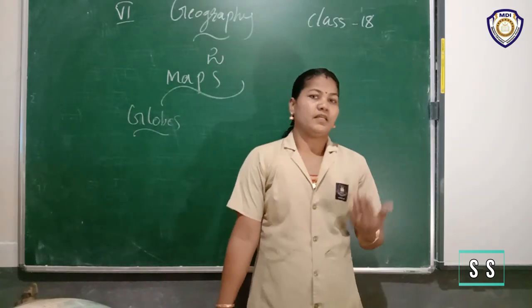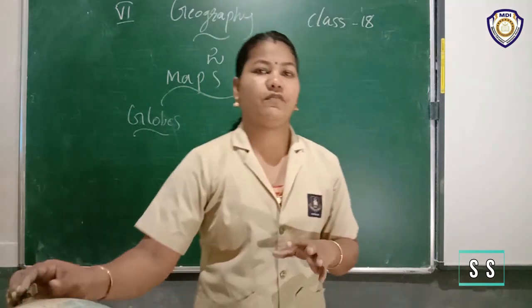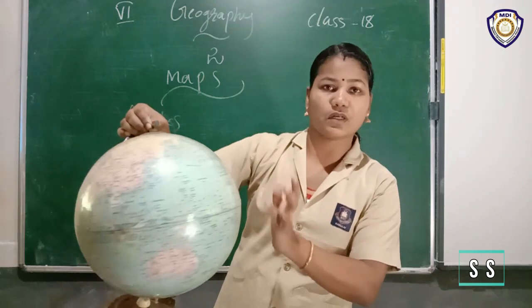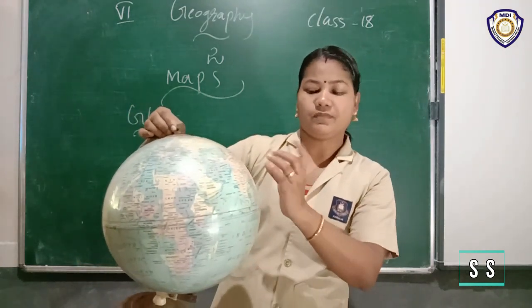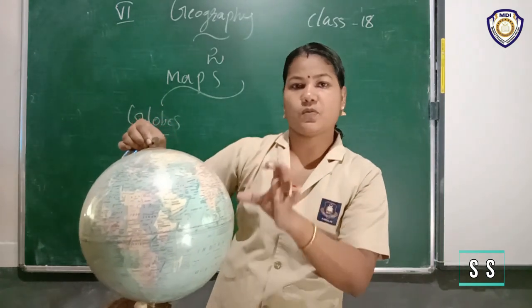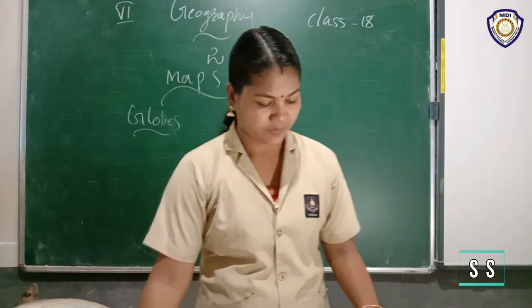Okay, but this has some limitations. We can't identify the small towns. How can we identify the small towns? It is a small model of the earth. That's why it is smaller in size. We can't identify the small towns and villages. We can't show them here.